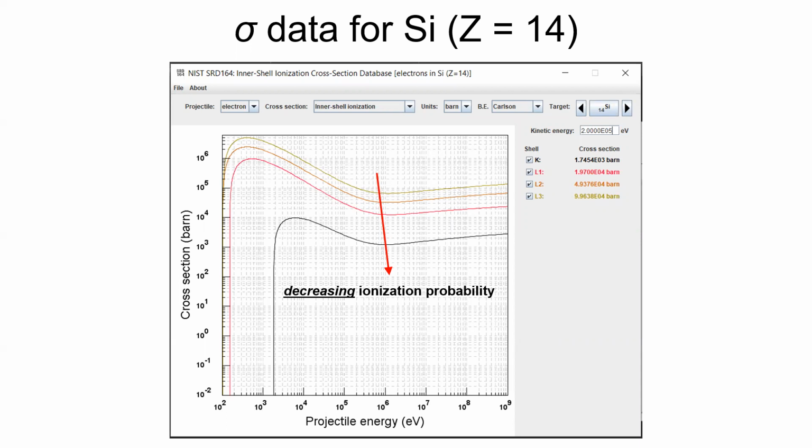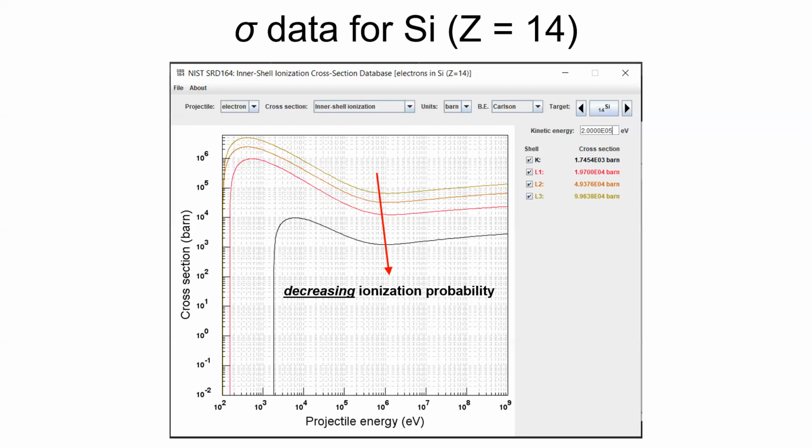So this is the sigma data for silicon. You can see we only have 3 shells to consider, K up through L3. As I go from K to L, my cross section gets bigger. The K shell is always the most difficult to ionize, which makes sense because that is the most tightly bound and close to the nucleus. As I move away from the nucleus, it's easier to ionize the shell, so the cross section gets bigger. As I'm going from top to bottom, I'm decreasing in my ionization probability.